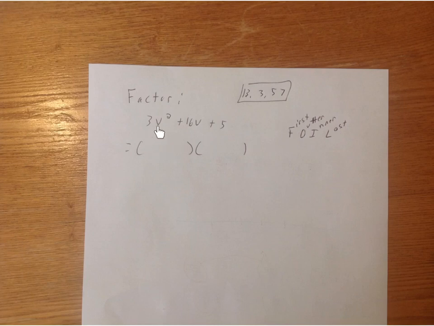The product of the first terms has to give you 3v squared. There's only one way I can see that. One of them has to be v, and one of them has to be 3v. This product here, v times 3v, will give you 3v squared.